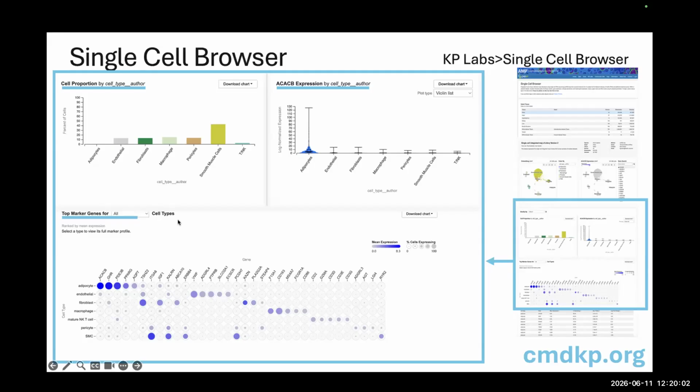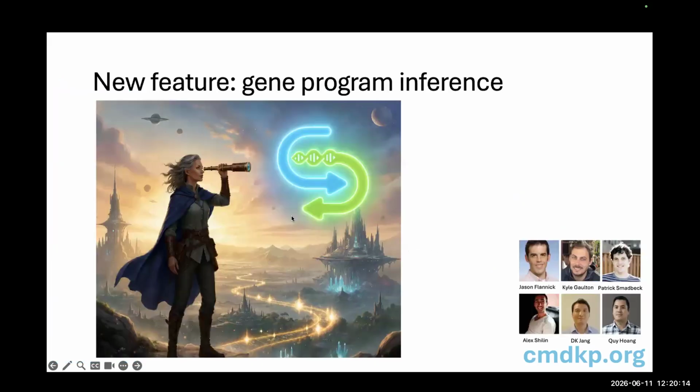Finally, the bottom of this interface shows the top marker genes. Here we're looking at all cell types represented in the data set, but you can filter just for a specific cell type if you wish to see that as well. All these charts are downloadable.